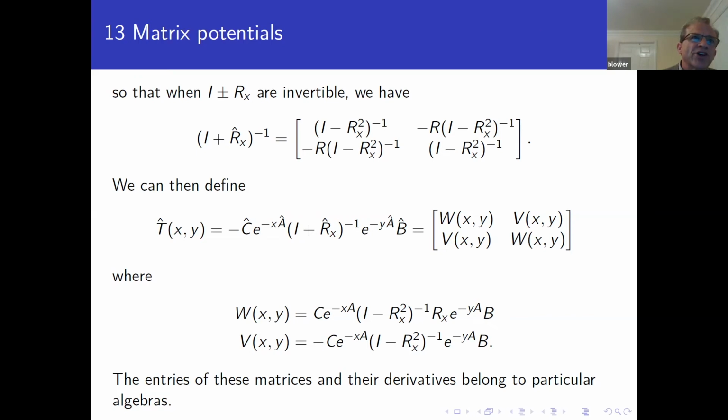When I work this out using the previous computations, I get a 2x2 matrix, which is symmetrical, with W on the diagonal and V on the cross diagonal. The W on the diagonal begins with C e to the minus xA, and then it's got an expression involving Rx, and then the Y term. The V term is slightly different: it doesn't have such an Rx in the middle, and starts with a minus. So these are slightly different operators that appear in the 2x2 formula for T.